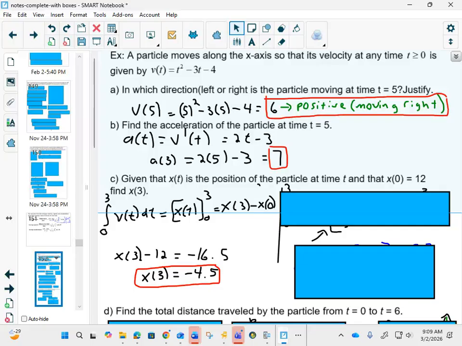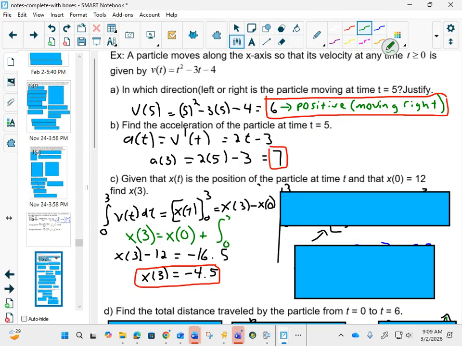So often you will see on the exam, they will show something like this. X of 3, or you could show it like this. This is accumulation of change. If I want to know where I am at time equals 3, I could say, this is where I was at time 0, and I'm going to add my accumulation of change from 0 to 3 of my velocity.